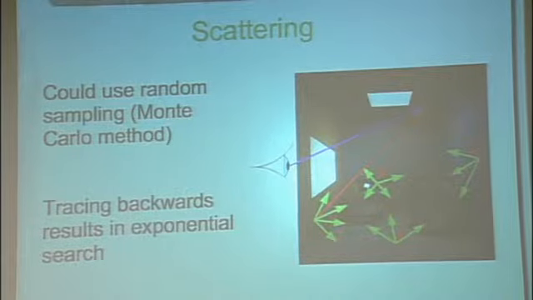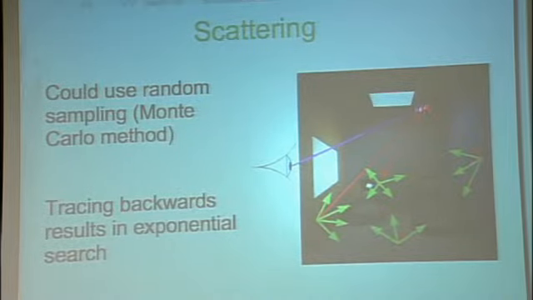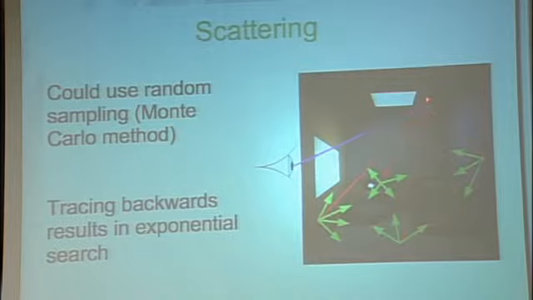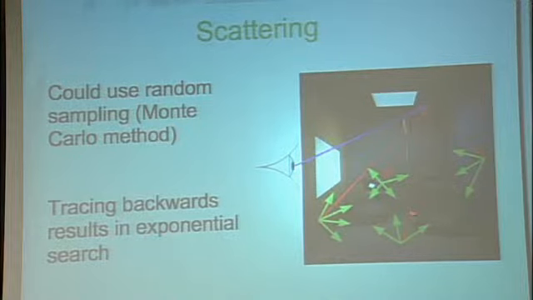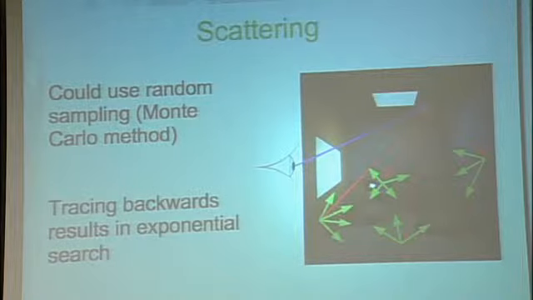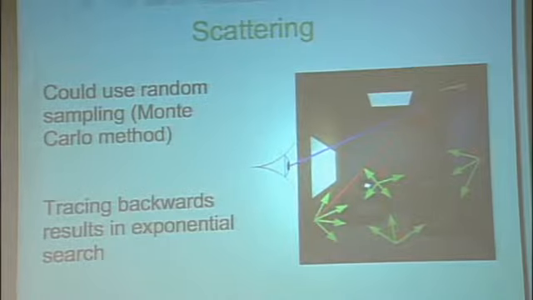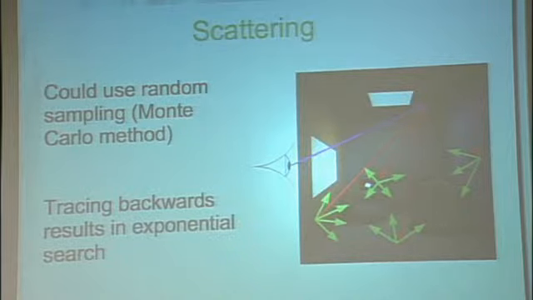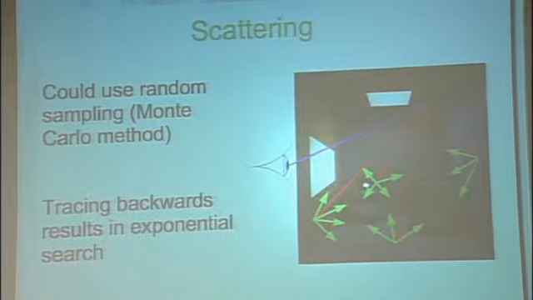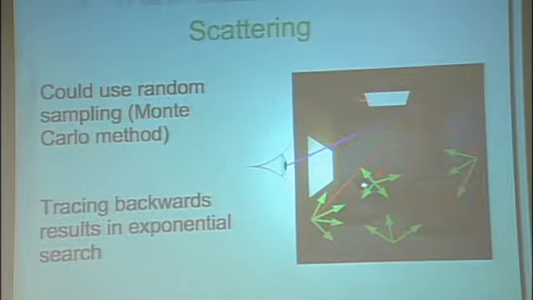is you can take your ray intersection and you can use what's called the Monte Carlo method, which is you take a whole bunch of random samples and interpolate those samples to get some value that approximates what the illuminance should be here. The problem with that, though, is that when you trace backwards, you get this exponential explosion of recursively cast rays, and you have no guarantee that any of these paths will ever get to this light source.